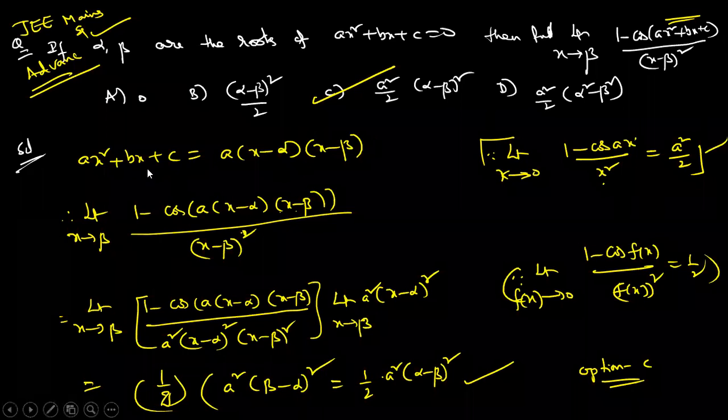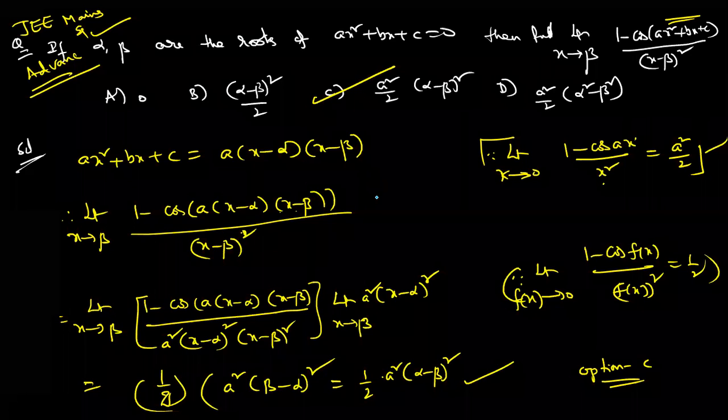Quadratic expression: alpha, beta are the roots, which means x minus alpha and x minus beta are the factors. This way I can write the limit as x tends to beta of 1 minus cos of, in the place of this, I can write as usual (x minus beta) whole square. So what I am doing here, just see: I multiply and divide with a square into (x minus alpha) whole square, so the value doesn't change.